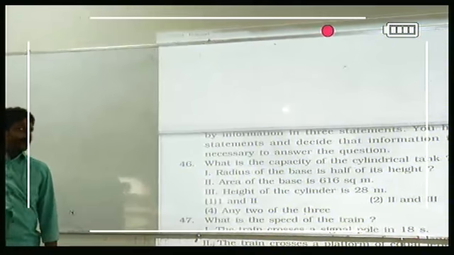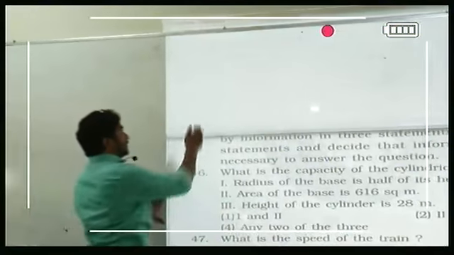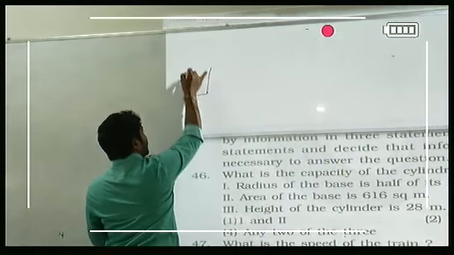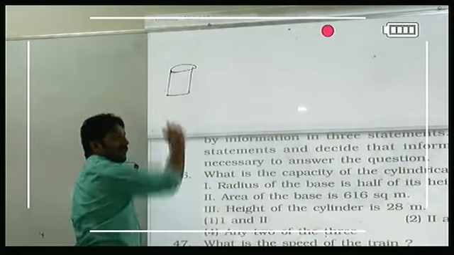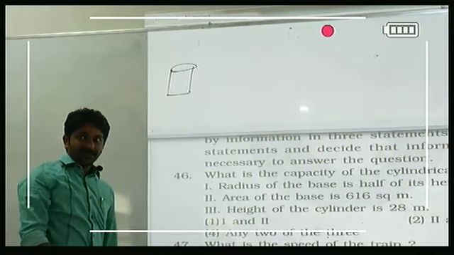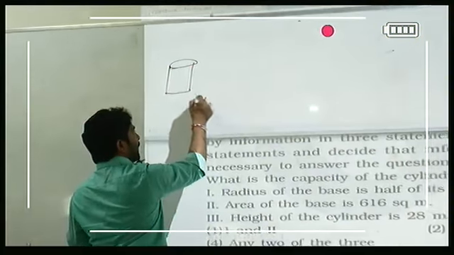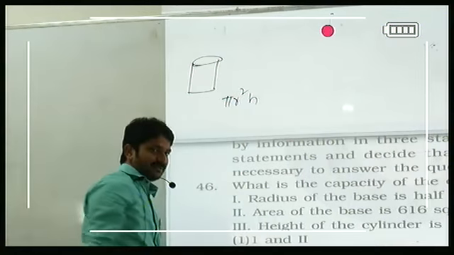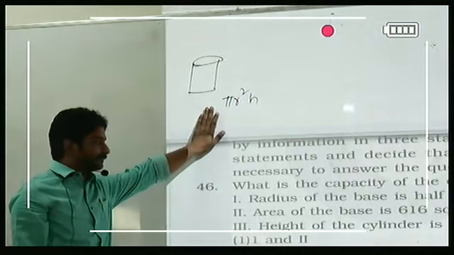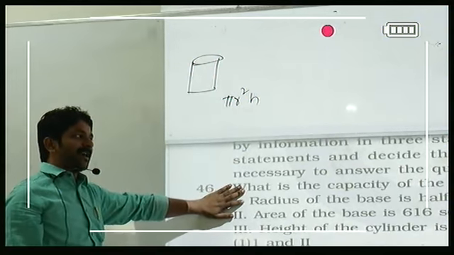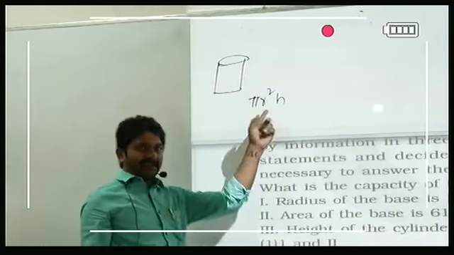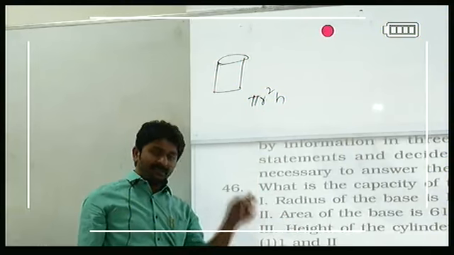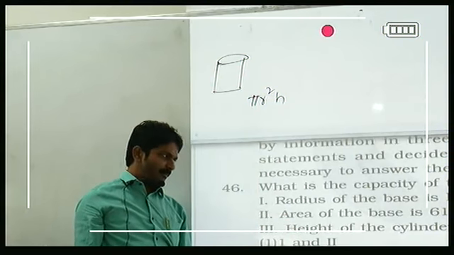What is the capacity of the cylindrical tank? Tank capacity. This is the one, right? Inner area, tank capacity. So that is pi r square h. You need to know radius and height. The radius of the base is half of its height. Comparison between radius and height is given, but values are not given. Hence, you cannot get the answer.